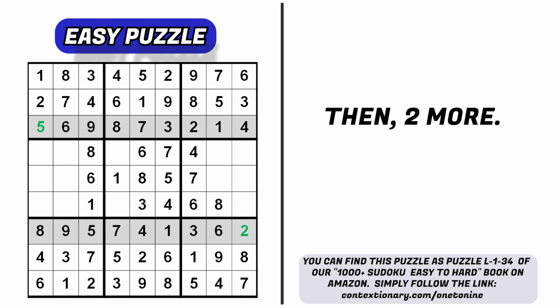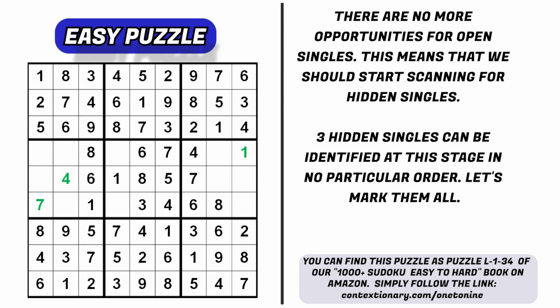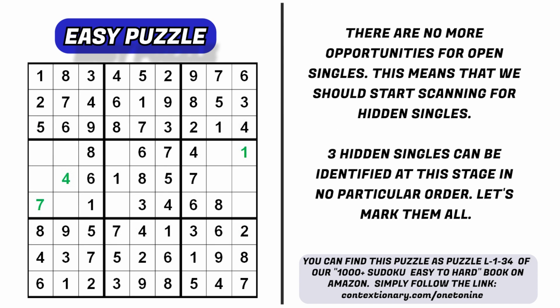There are now only a few units left, and it seems none of them have open singles. What should you do when there are no more open singles? Obviously, we should scan for hidden singles. One of them is 1 in row 4. A second one is 4 in row 5. And the third one is 7 in row 6.